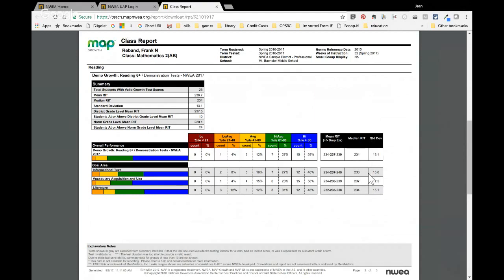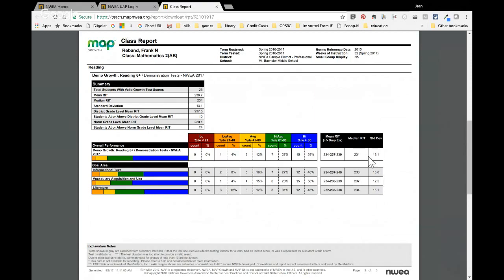Standard deviation is also shown. Remember that we talked in the last video about standard deviation and the importance of standard deviation information. From 0 to 10, students are very similar in the skills that they demonstrated. From 10 to 14, there's a bit of variation. And above 14, there's quite a bit of variation. So let's look at this a little closer.